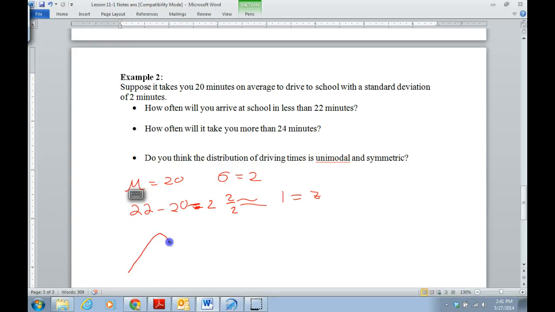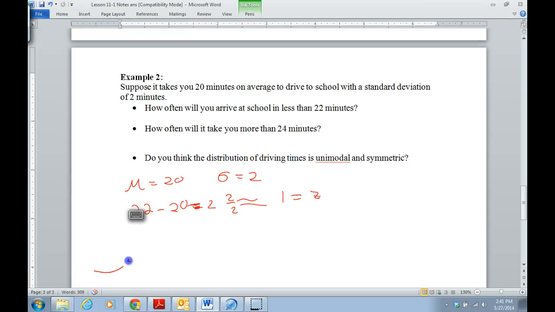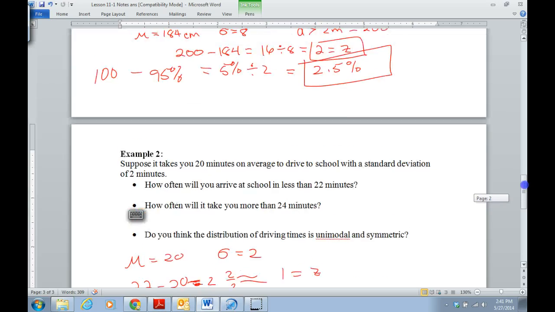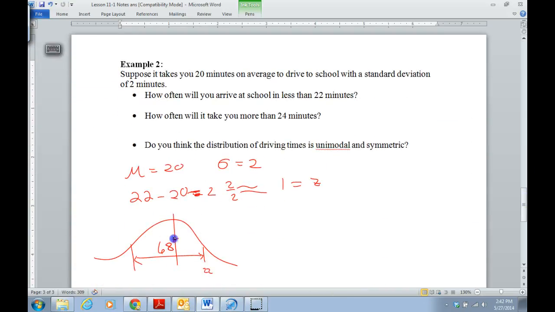If I were to draw a picture of our curve, we're saying that 22, which happens to be right here, is 1 z-score away from the mean, right? So what is the percent between negative 1 and 1? 68%. Okay, so 68%.